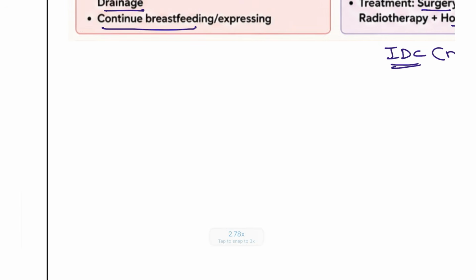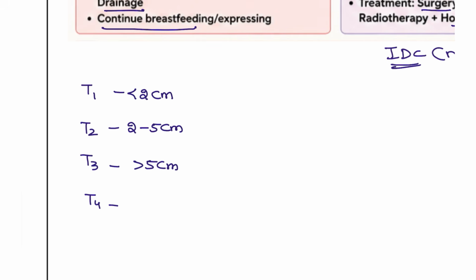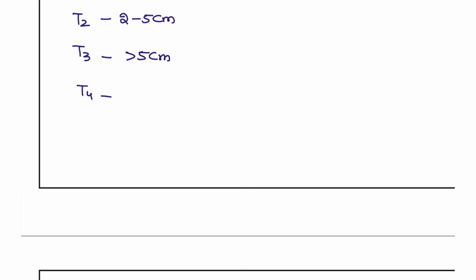Next, TNM staging. TNM staging is very important, right? You have to remember how it is involved in these patients. First, how can you remember? There are 4 stages: T1, T2, T3 and T4. T2 you just remember as 2 to 5 centimeters. T3 will be more than 5 centimeters, T1 will be less than 2 centimeters, and T4 will involve all of the features the patient will be having.